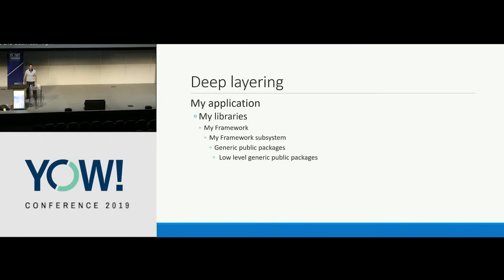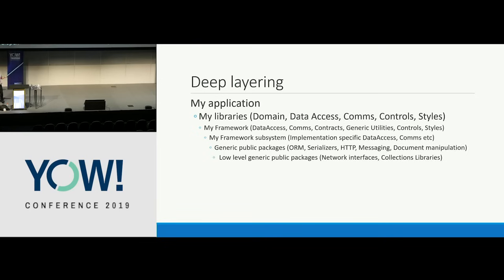I think about 7 layers feels about right. Does anyone want to shout out a different number? 7's good? I heard someone in Brisbane shout out 12, and another guy trumped him with 20. So things like this, you've got your domain, data access, ORMs, things like that.